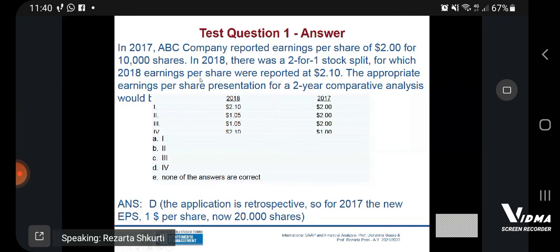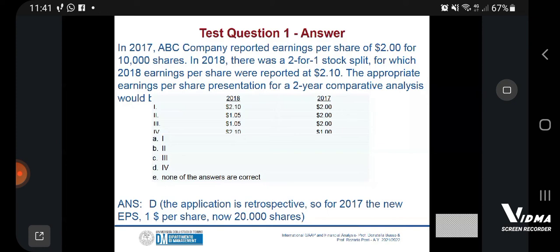2018 earnings per share are 2.1. No, nothing to think or double think about that. We are over here. Whereas in 2017, we reported earnings per share $2 for 10,000 shares, but now we've had a stock split. Okay? So we have to restate the amount for the previous year. How can we restate that? Remember the inverse of the bonus fraction? The bonus fraction now is 2 to 1. The inverse is 1 to 2. That means that I have to multiply the previous earnings per share 2 multiplied by 1 to 2. That is 1. Okay?